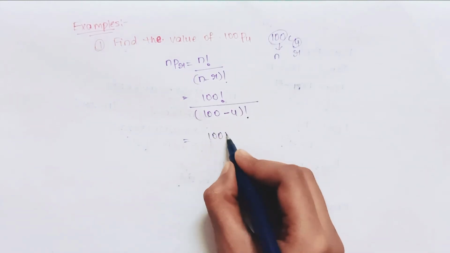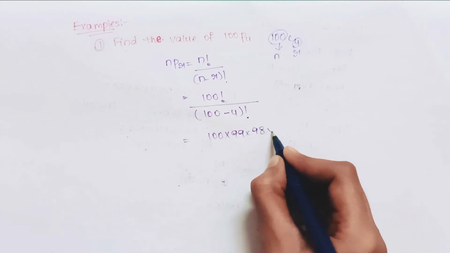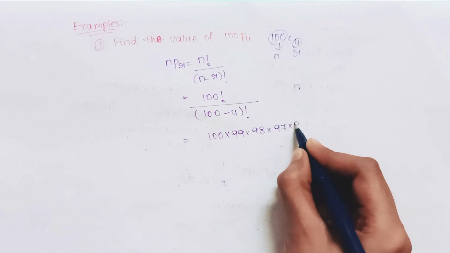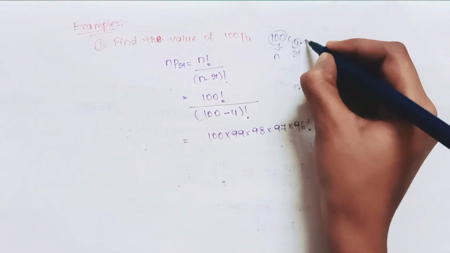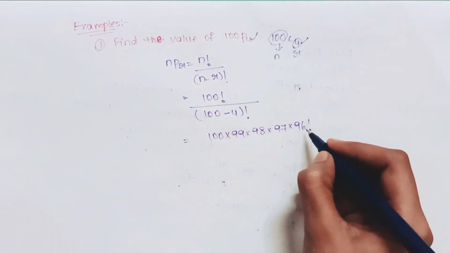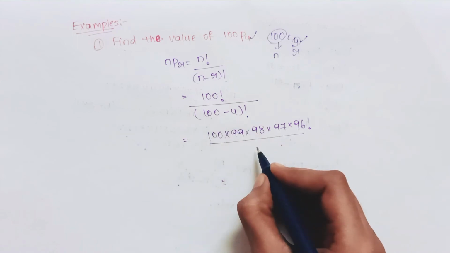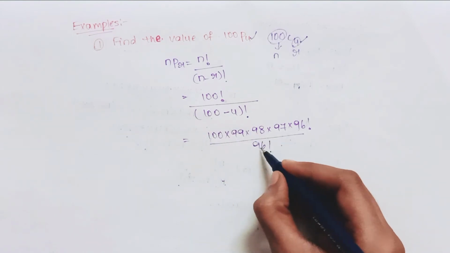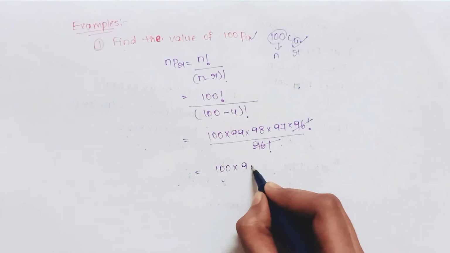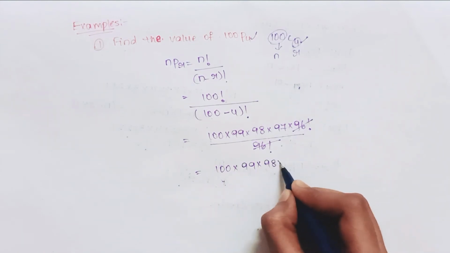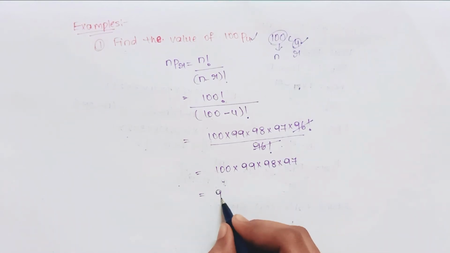So 100 factorial means 100 into 99 into 98 into 97 into 96. Stop at 96 because they asked for only 4. So we write 100 minus 4, which means 96 factorial. If we calculate, we'll get 100 into 99 into 98 into 97. If we calculate, we'll get this.